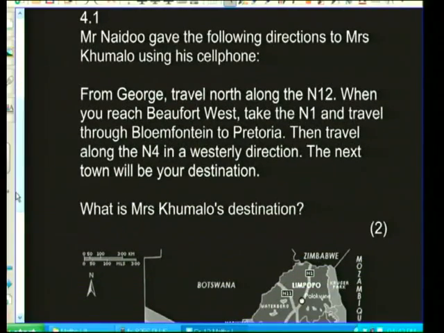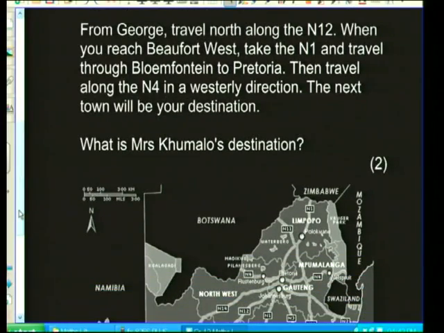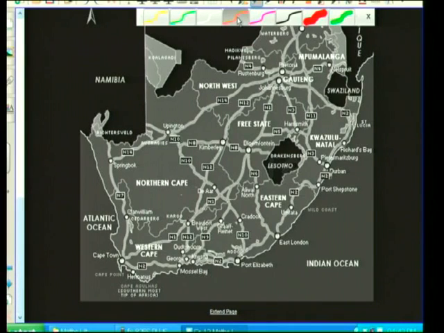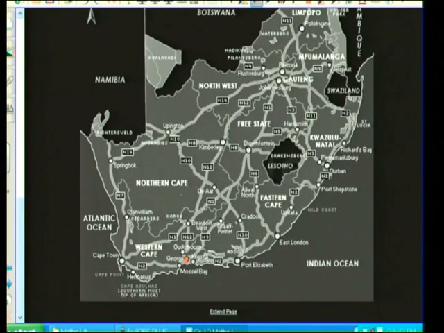Use the map of South Africa to answer the following questions. Mr. Naidu gave the following directions to Mrs. Kulomo using his cell phone. He says to her, now listen, lady, from George, travel north along the N12. So, let's find where George is. George is our little town over here. Here's George. Let's do that in a nice, wonderful orange. There's George. He says, from George you travel up north, and you carry along that N12.